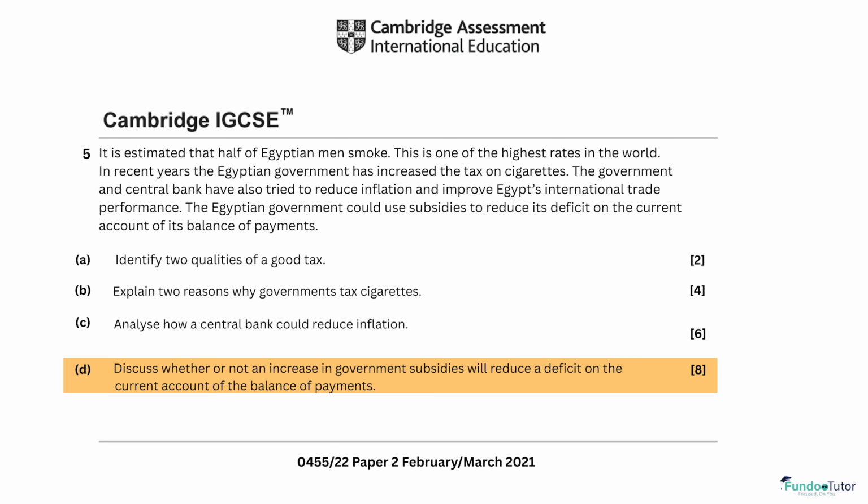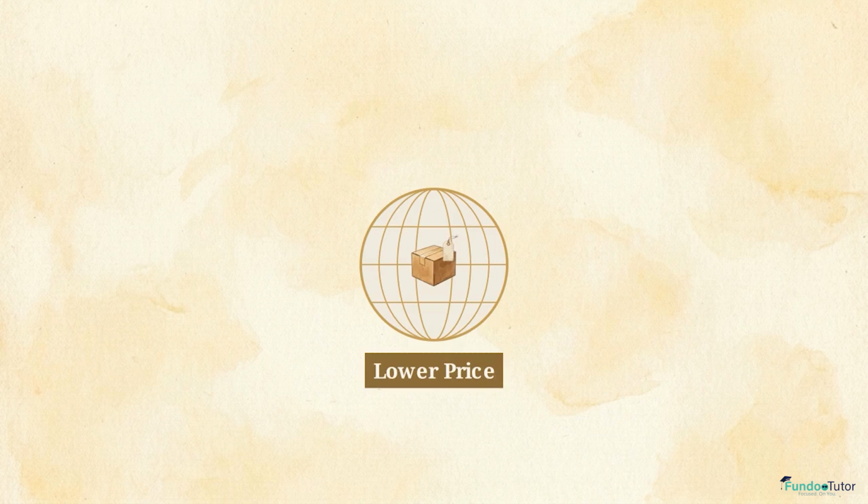Question 5 scales this up to an 8-mark evaluation on international trade. Can subsidies reduce a current account deficit? When domestic production costs drop, firms can lower their prices on the global market. This makes the country's exports more internationally competitive, increasing global demand and export revenue.